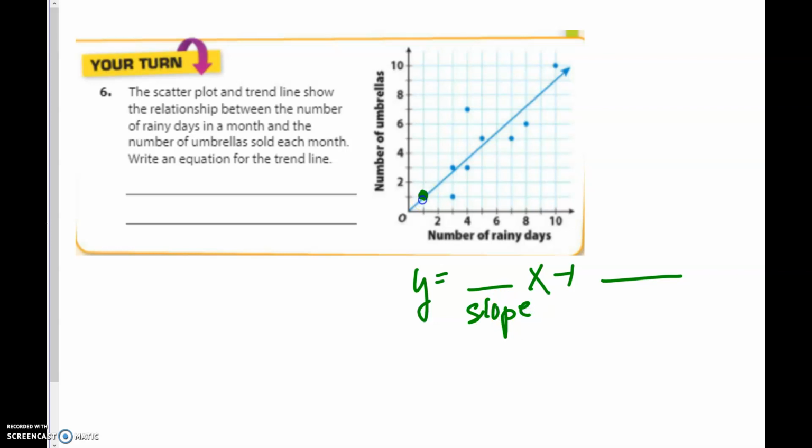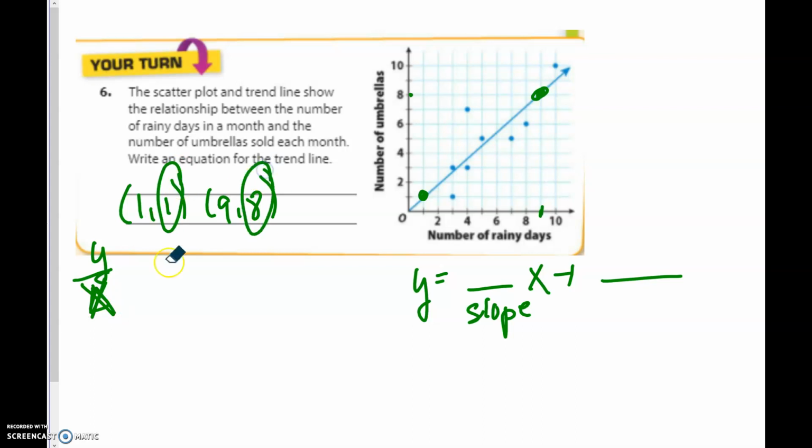So I'm going to pick this point right here because it is 1, 1. That trend line is going through that point. Then I'm going to find another point far away from it, and it looks like it's going through that point right there, which is 9, 8. Now, those are my 2 points. And remember, we're going to do y on top, x on the bottom. So I'm going to circle my y values. So these go on top. So I'm going to do 8 minus 1. And x's go on the bottom, 9 minus 1. So 8 minus 1 is 7, and 9 minus 1 is 8. So we get the slope of 7/8.